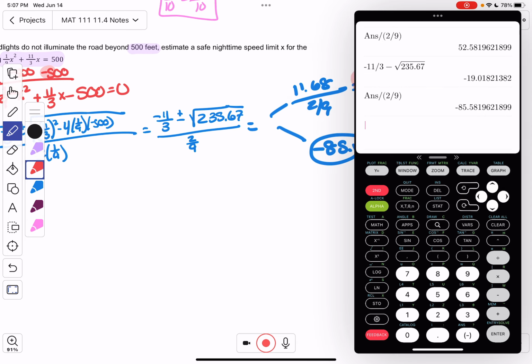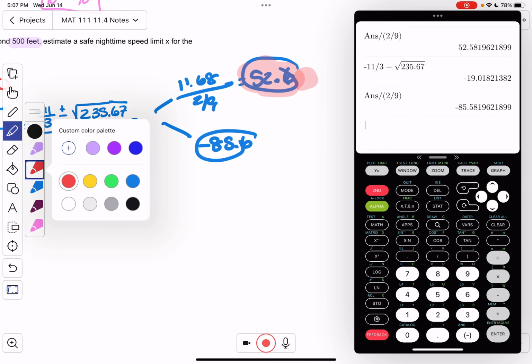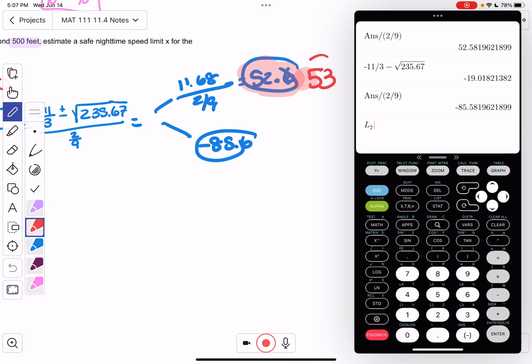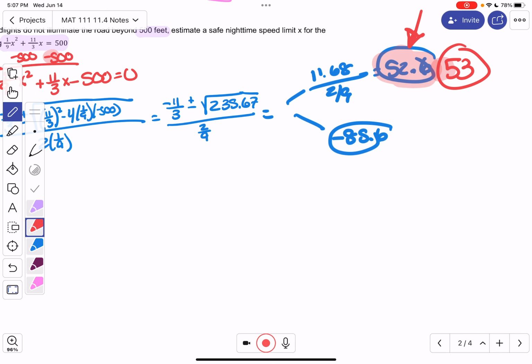If it's telling us to round to the nearest, because it's a speed limit, that would make sense. You'd be doing 53 miles per hour. Depending on when you rounded, this might be different. If you didn't round till the end, you might get 53.3. If you did something different, in the end, though, your final answer should be the same.